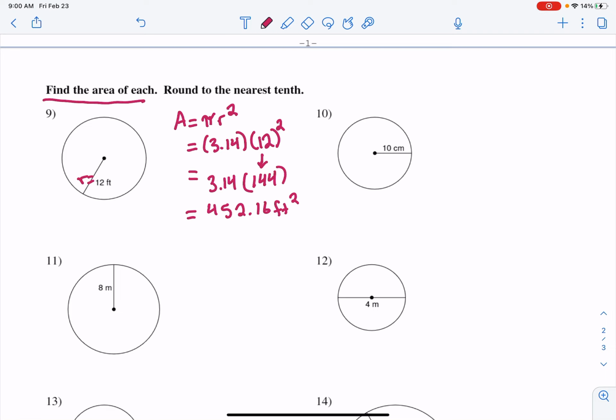And then it says round to the nearest tenth. So I'm going to write 452.2 because this second value after the decimal was greater than 5. That means my first value needs to be bumped up to the next number. So 452.2 feet squared is our final answer for the area of this circle.